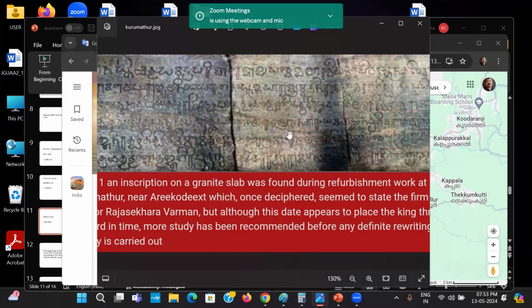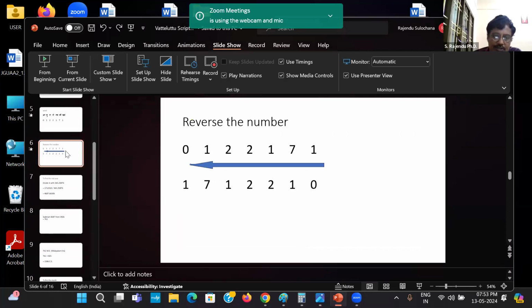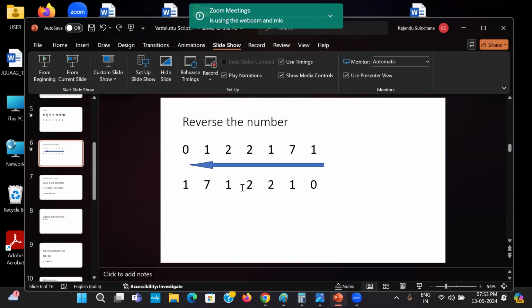So is that directly mentioning the year of the Kali Yuga? Now, in the very beginning, see how many digits are there: 2, 4, 6 plus 7 digits. This 7-digit number actually denotes the number of days from 3926.